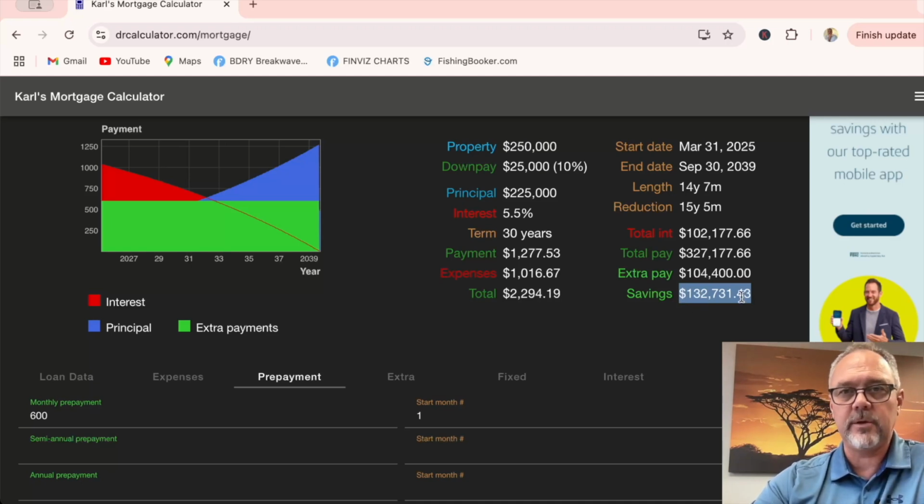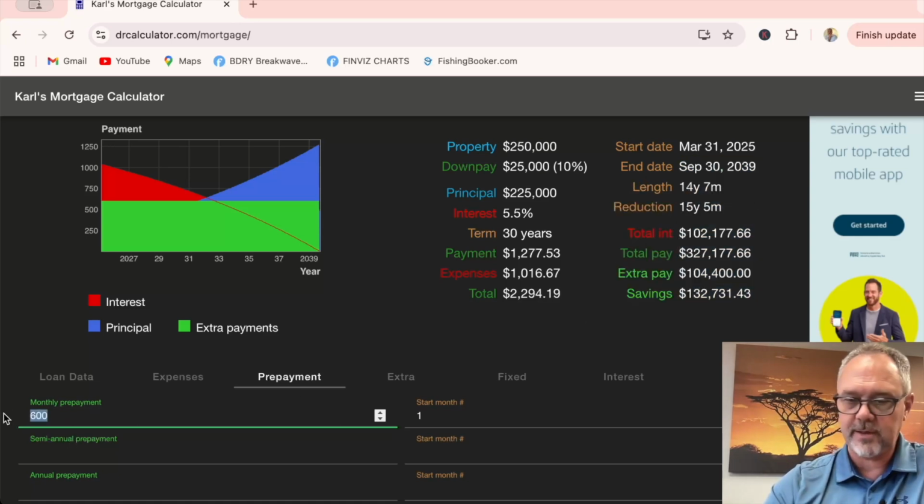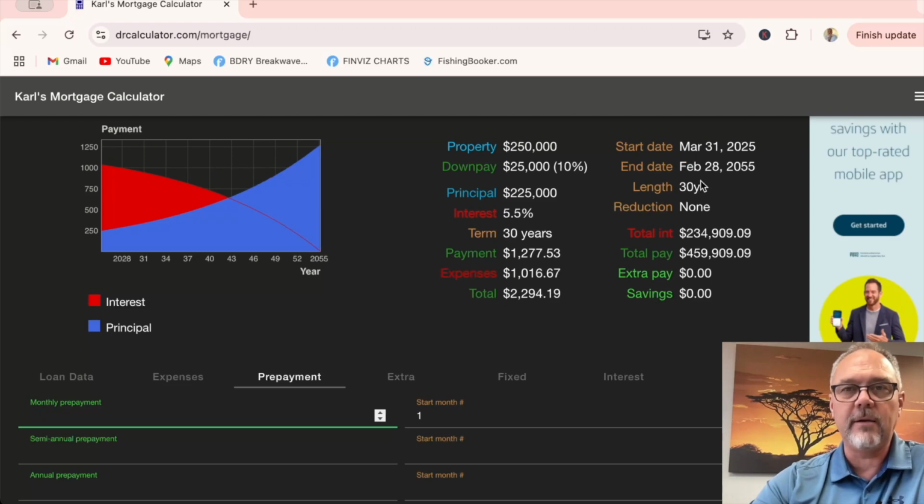Now, saving $132,000. So if you go up here to the terms, you brought that down from a 30-year term to 14 years and 7 months. So it reduces the term by 15 years and 5 months. So the house would be paid off in 2039 versus being paid off, I didn't even look at that before, 2055. So you're seeing a huge difference there.